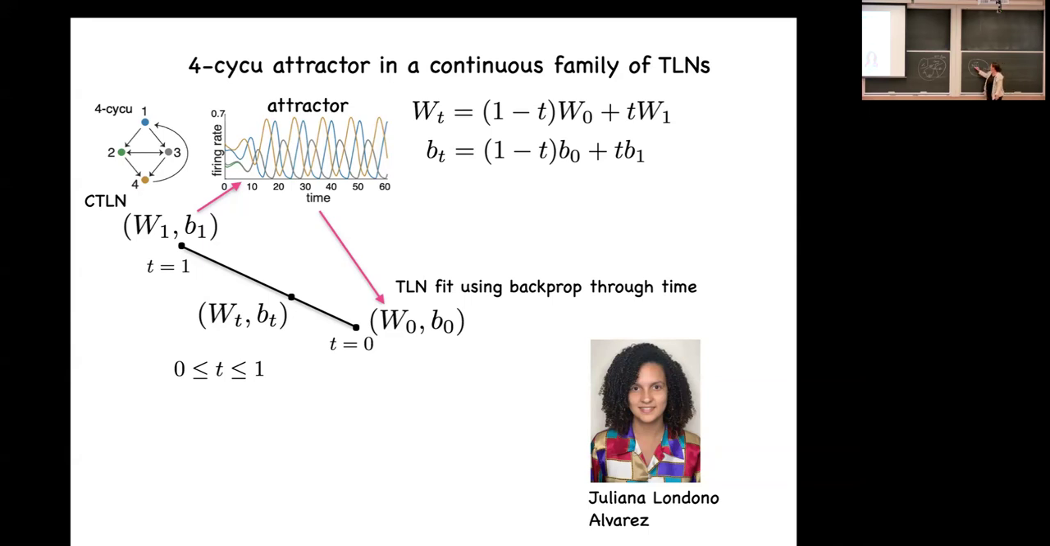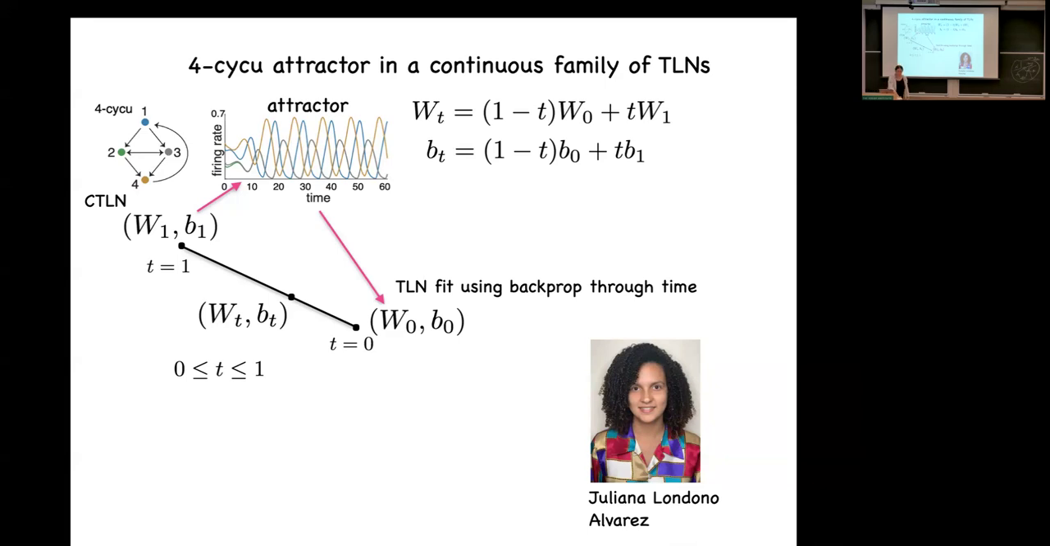The first idea was, maybe in the space of TLNs, we can see what happens as we connect from one network to the other. We're connecting literally by taking convex combinations, just as you would with points in Rn, except now we have matrices and vectors. So define Wt as 1 minus t times W0 plus t times W1. It's the most naive thing you could do: in TLN space, connect your networks with a straight line, and then look at the networks in between.